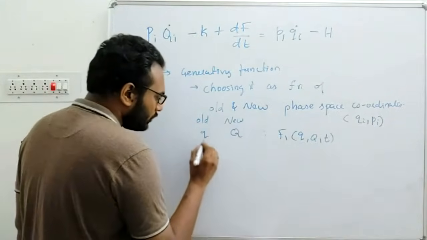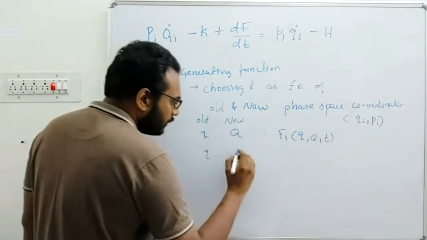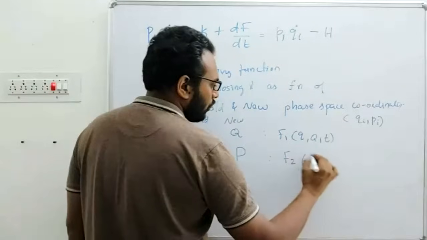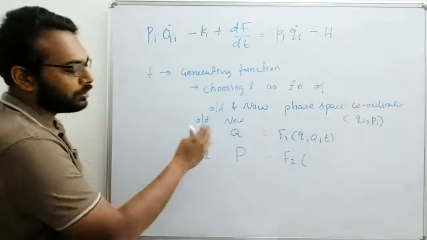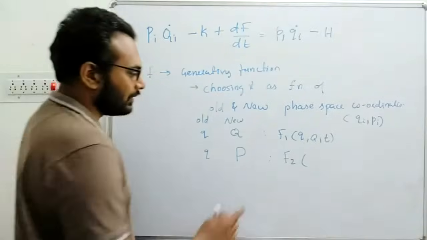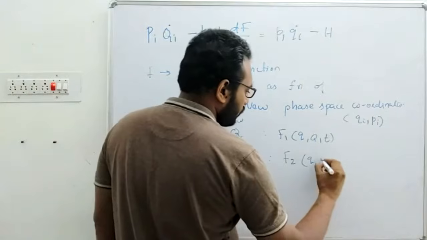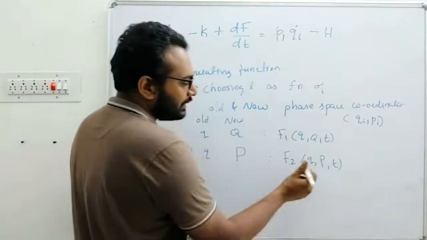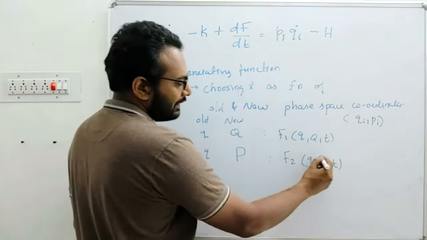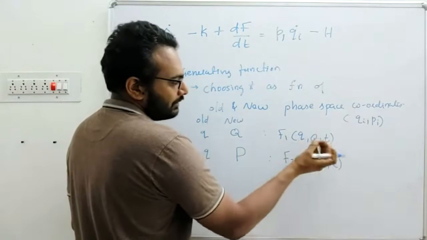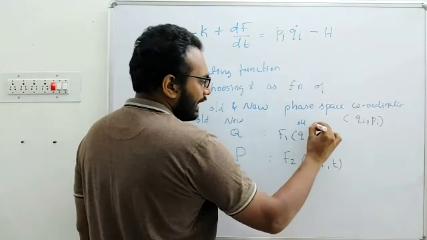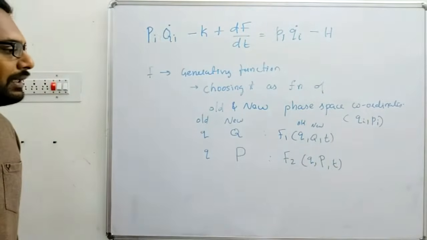Now, old you can choose as the old q, and the new you can choose as the new momenta. In this case, you have F2. So basically, you are taking each of the old ones and combining it with the new ones. In this way, there are four combinations in total. So you have F2 of q, P, t. Notice that we are writing the functional order: first we write the old one and then the new one. It's easy to remember if you write it like this.